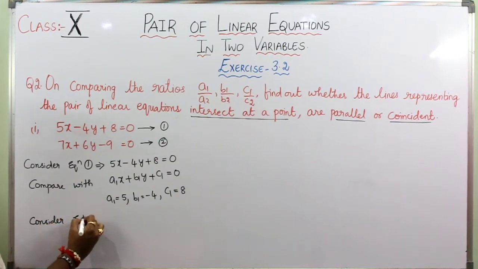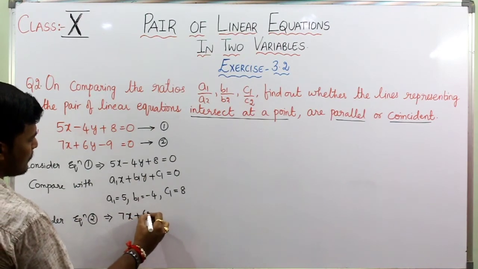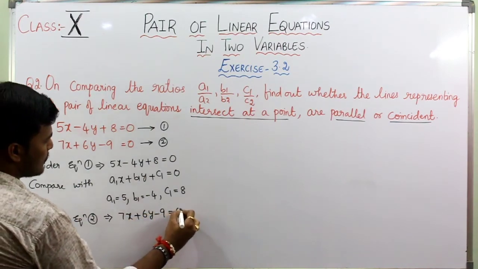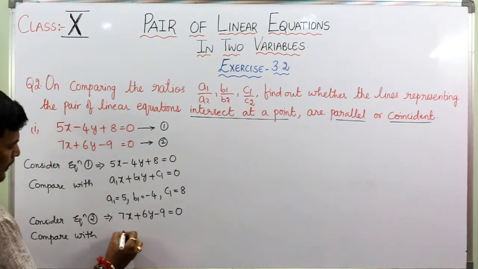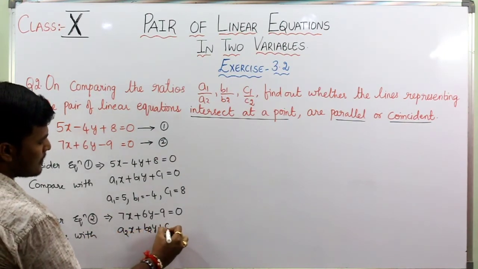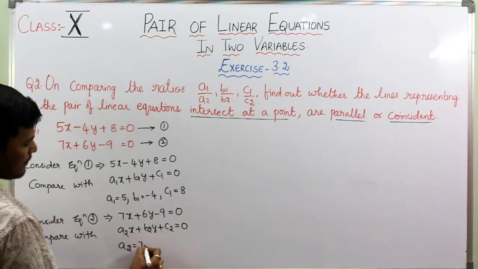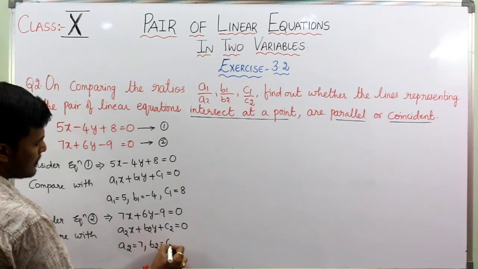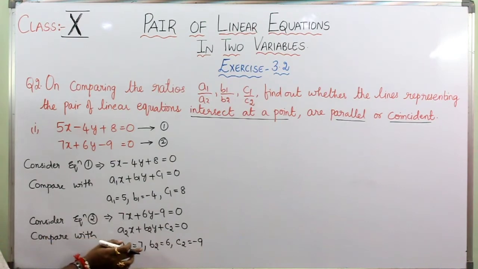Consider equation number 2. From that, it implies 7x plus 6y minus 9 is equal to 0. From this equation, what we have to do is compare with a2x plus b2y plus c2 is equal to 0. So from that, a2 is equal to 7, b2 is equal to 6 and c2 is equal to minus 9. So we got a2, b2, c2 from the second equation.